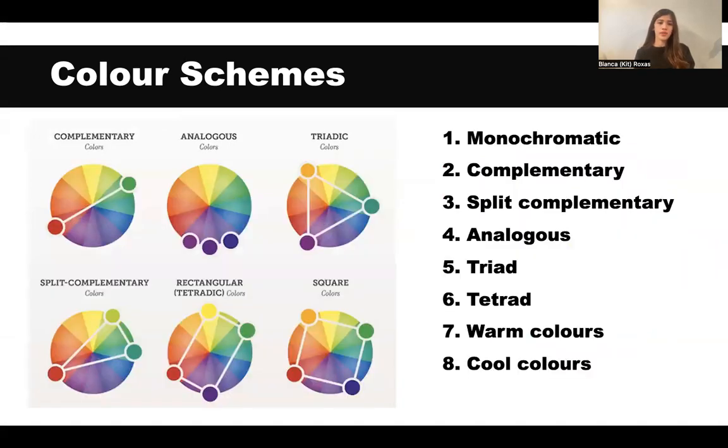So I have here 8 color schemes, and I will try to explain each of these in a very simple, easy to understand manner. We have monochromatic, complementary, split complementary, analogous, triad, tetrad, warm colors, and cool colors. Like I said, I'm going to explain all of these color schemes in a very simple manner, but I need you all to pay attention and to make sure that you are listening and following, and not doing something else on your device.